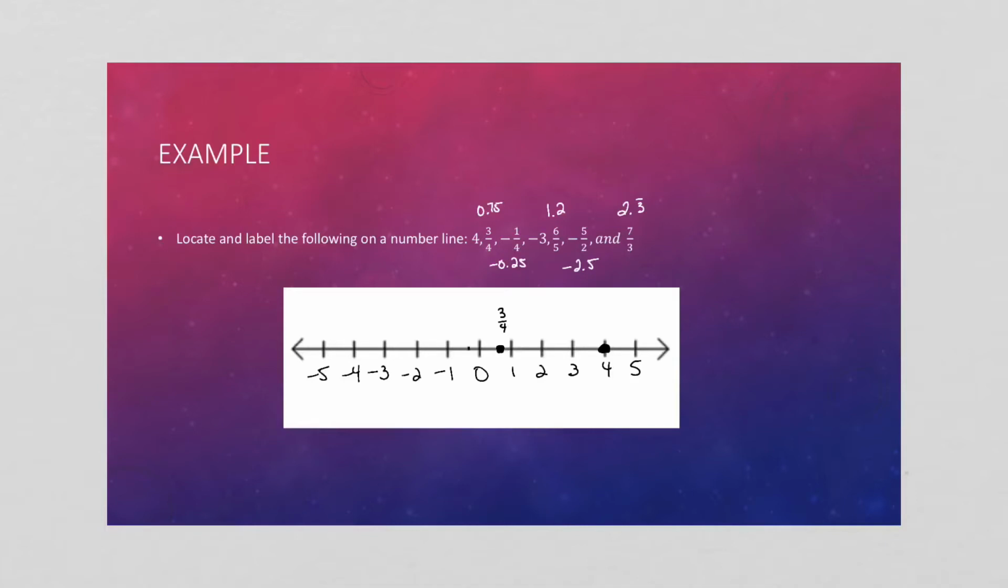-1/4 is just to the left of 0, but not quite to -1/2. -3 is over here. It's at a whole number, so I don't need to label above it. 6/5 is the same thing as about 1.2, so it's just to the right of 1. -5/2 is the same thing as -2.5, so it's about right there. And then 7/3 is the same thing as about 2.3, so approximately right there, and label above it.